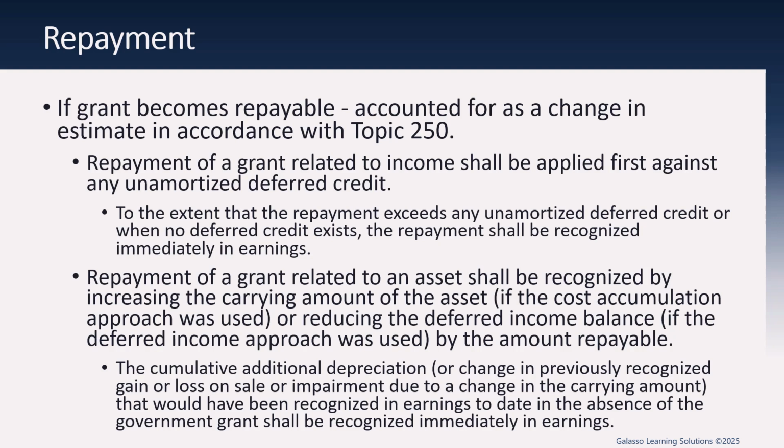On the other hand, it depends on what you did for the grant related to an asset. If it's already in the offset of the asset valuation, you would obviously bring the asset valuation back up to show that you did not get that offset to the asset valuation. If you use the deferred income approach in that scenario, you would obviously reduce the deferred income balance by the amount that is repayable. Now, you would have a big depreciation adjustment there because obviously the offset would no longer be. So again, this is going to be an interesting one when we look at repayment issues due to the probability assessment.